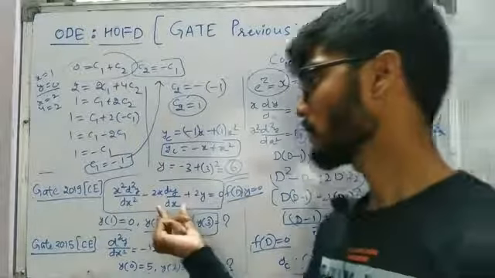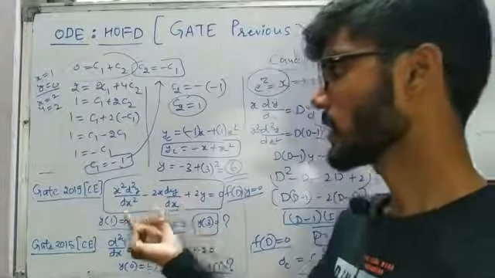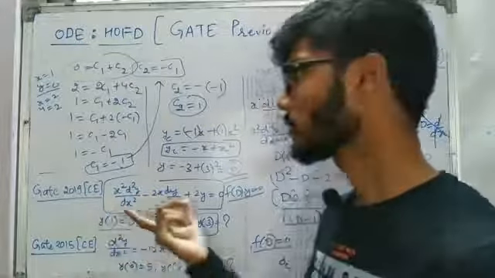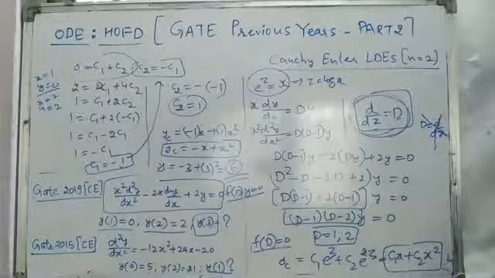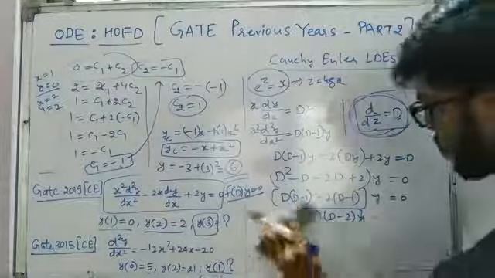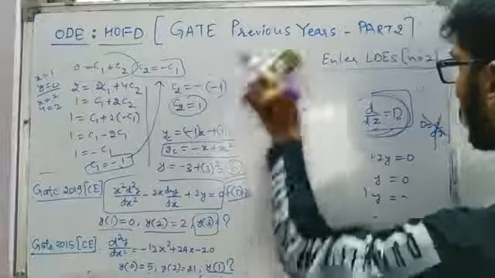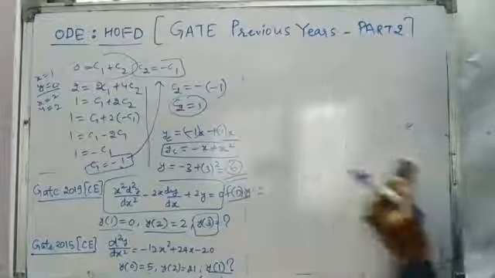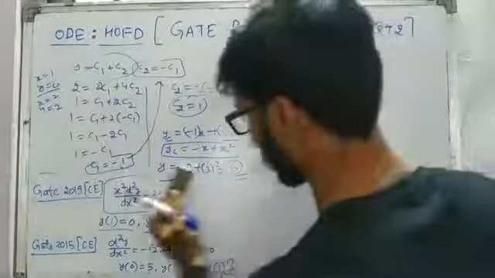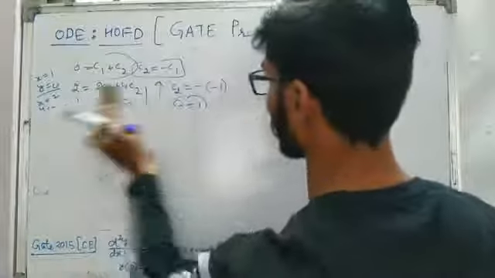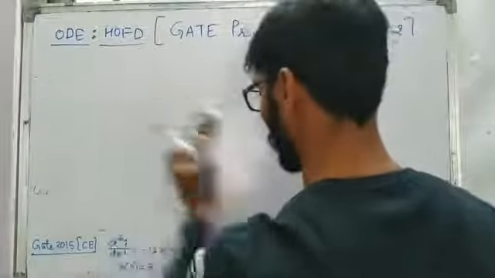And keep in mind, wherever you are finding terms like x into dy by dx and x square into d2y by dx2, we are going to fall under the Cauchy-Euler linear differential equation. So have the substitution in your mind, and after that you are going to end up with the normal procedure. And the final problem was asked in GATE 2015 in the civil engineering department.